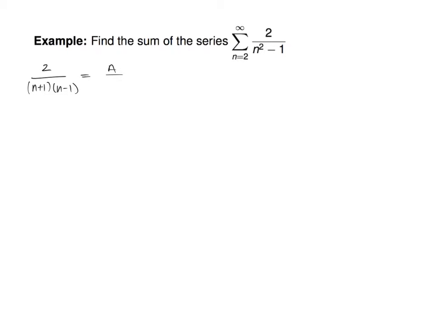So a over n plus 1 plus b over n minus 1. And then you multiply both sides by the denominator of the left, correct? So when you do that, what do you end up with? A times n minus 1. 2 equals a times n minus 1 plus b times the other one, yep.